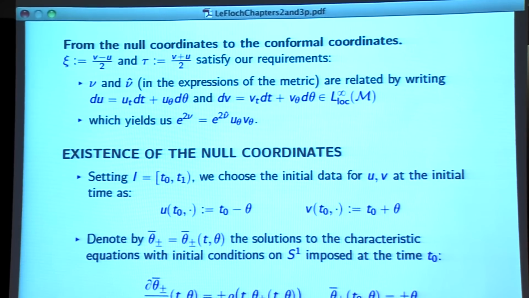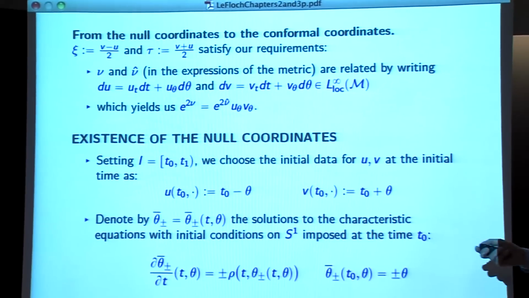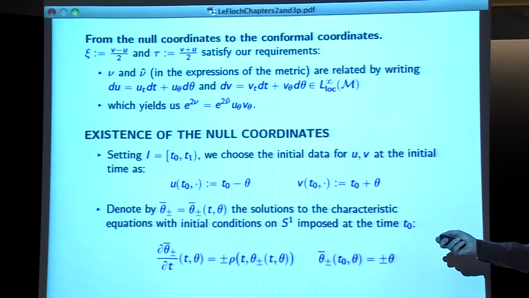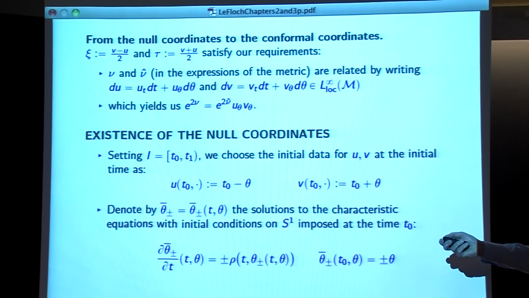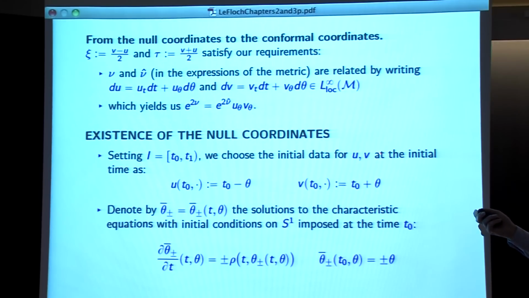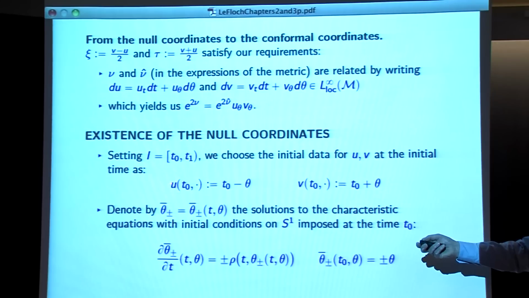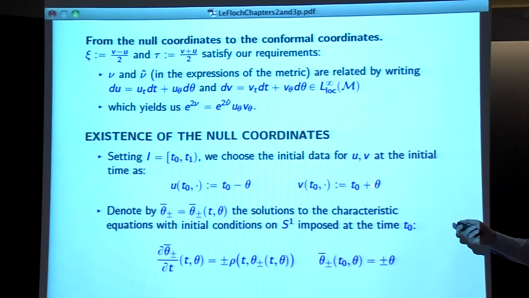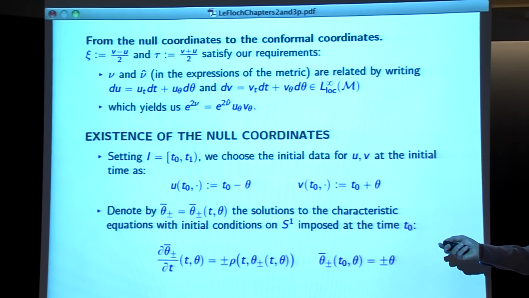Now for the existence of the null coordinates, we proceed in the following way. We have an interval of time t0, t1, and we choose for u and v on the initial slice some prescribed values. Essentially, we are saying that u is minus theta plus a constant, and that v is plus theta plus some constant. Of course, it's not unique; it's just a way to normalize, defining u to be decreasing and v to be increasing on this initial slice.